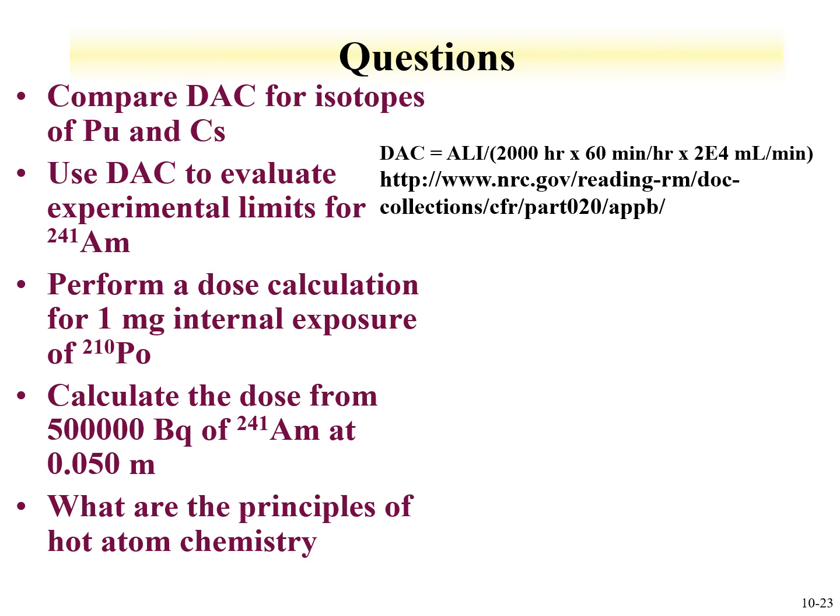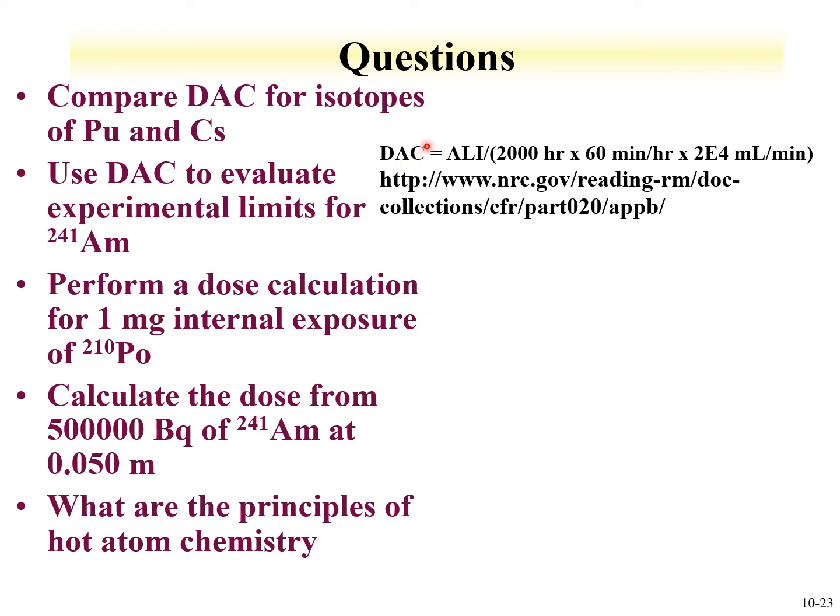If you were to compare the derived air concentration for plutonium and cesium isotopes, you'd be able to figure out which ones have more stringent limits. You can also say, well, it's probably the plutonium, it's an alpha emitter, for air concentrations. Also, the alpha particle has a quality factor of 20 compared to a beta or a gamma from cesium. You can also use the derived air concentration to evaluate experimental limits for americium-241 as an example.